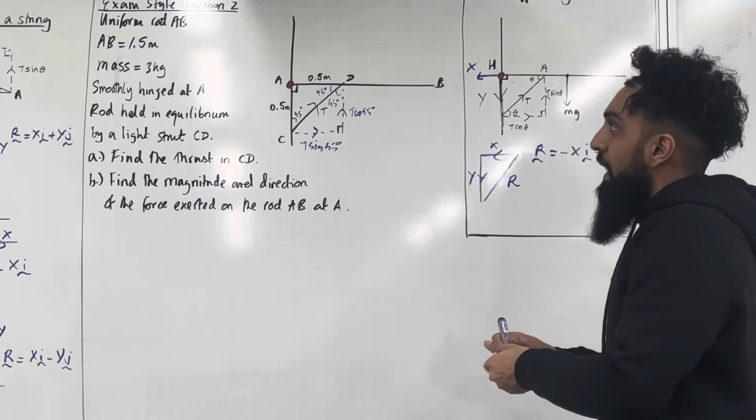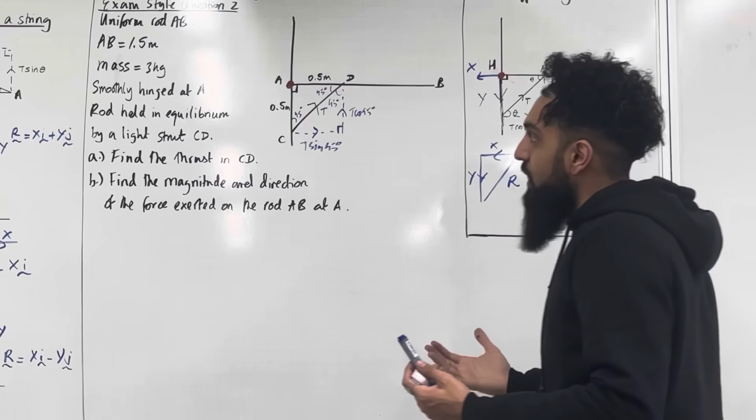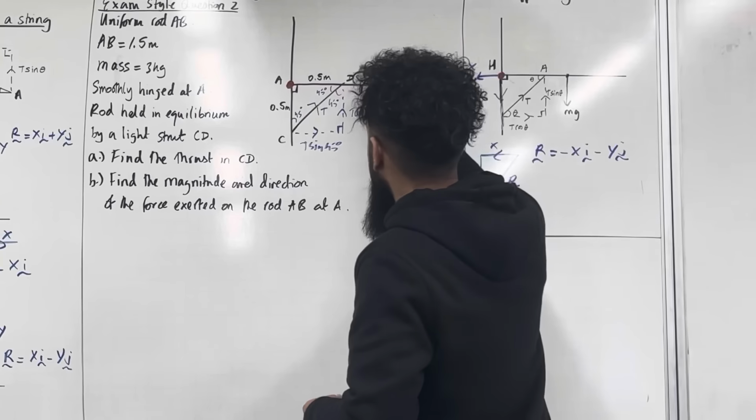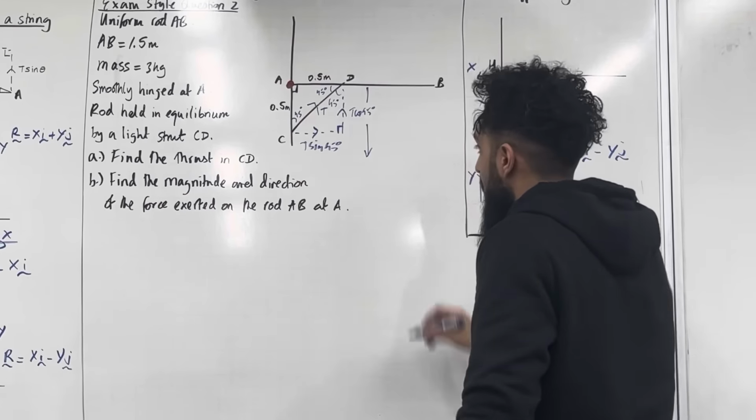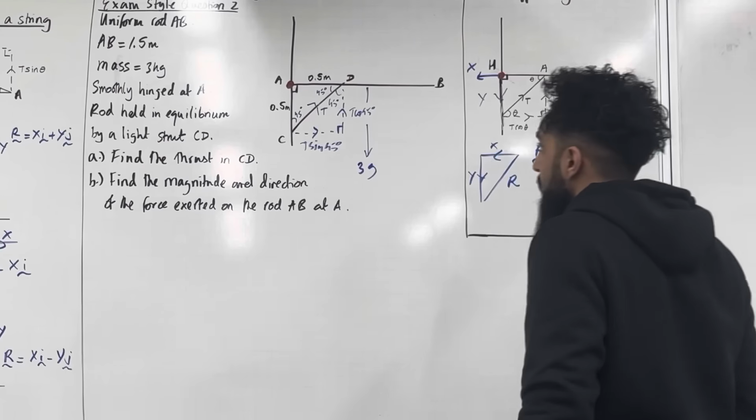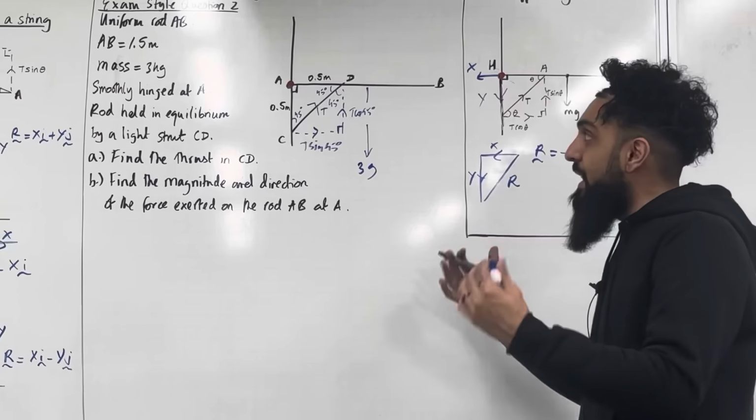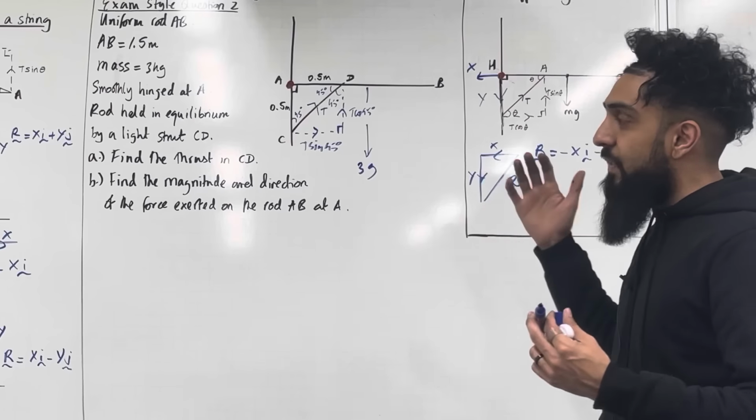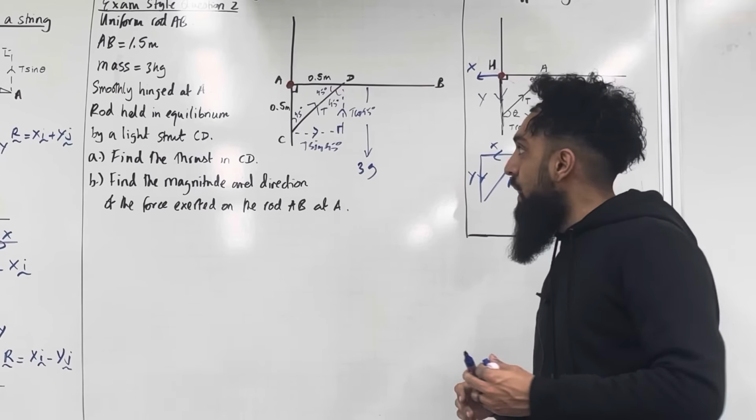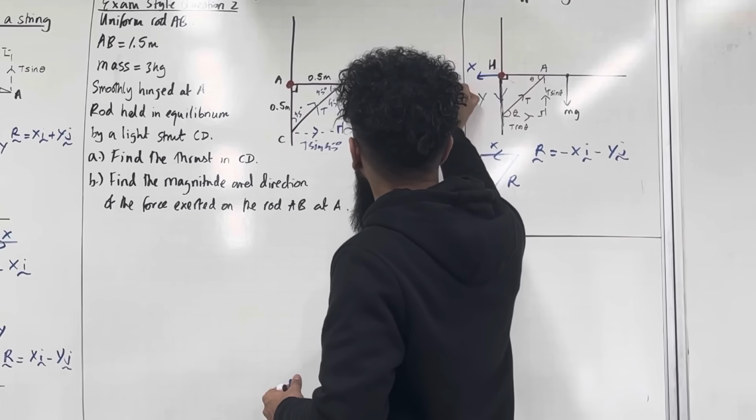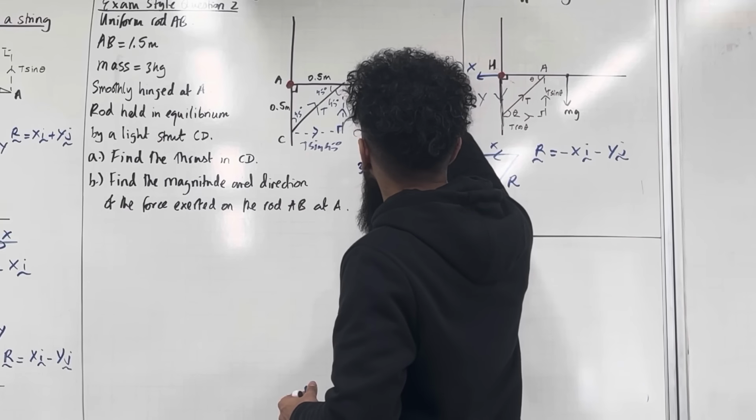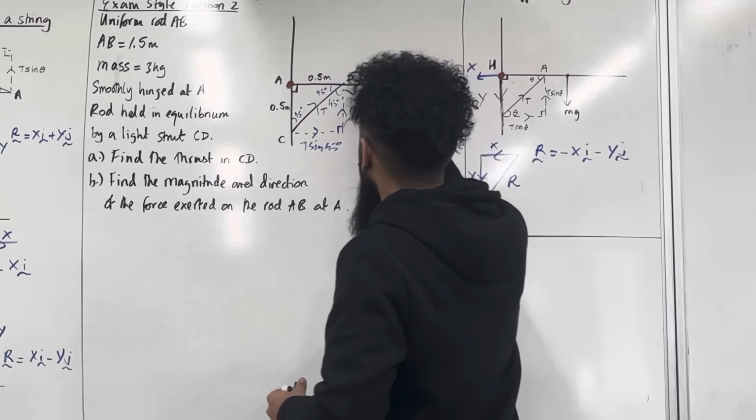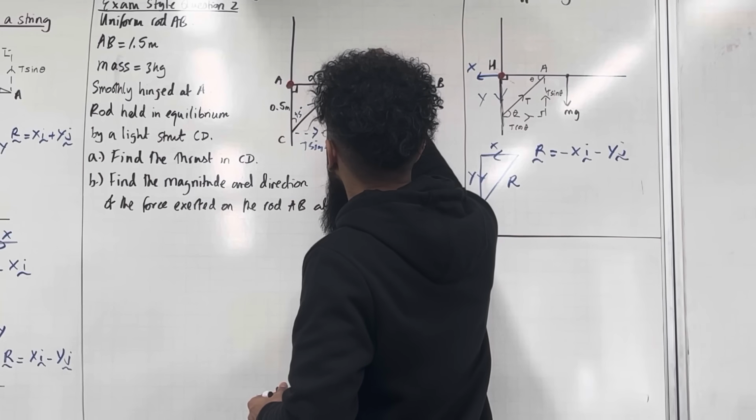Now the weight of the rod is going to be 3g, where g is equal to 9.8. That weight acts at the center, so we can call that 3g. Now the 3g is going to split the distance 1.5 meter into 2 equal parts. 1.5 divided by 2 is 0.75. So this part over here is 0.75 meter. We've got 0.5 meter used up, so this remaining portion here is going to be 0.25 meter.